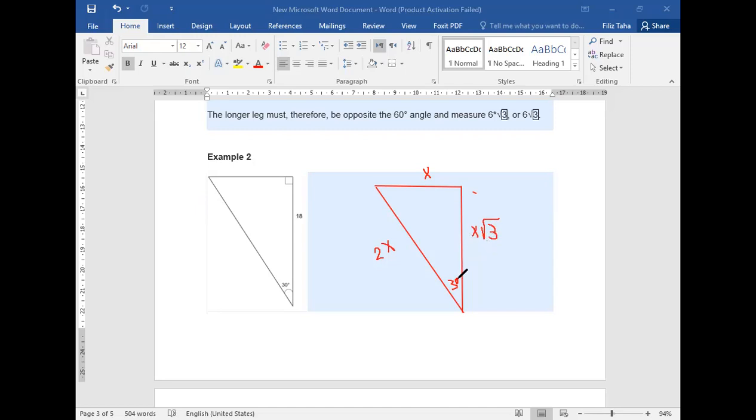Right? So now we have a side opposite to 30. I don't know what this is, but we have a side opposite to 60, which is x root 3. Here in this one, I have 18. So the other side, it should be what? It should be 18 root 3. And what about this side now? It will be what? It will be 36. It will be 9.